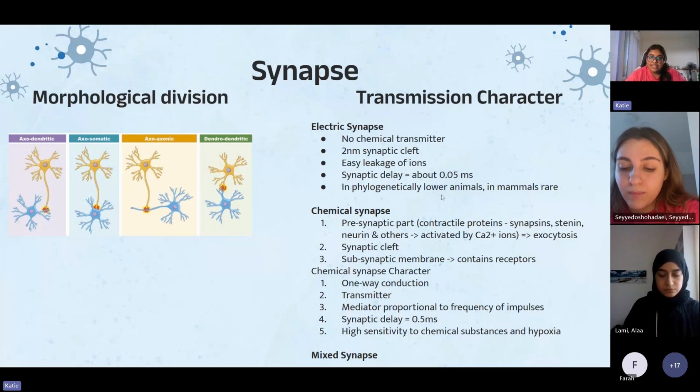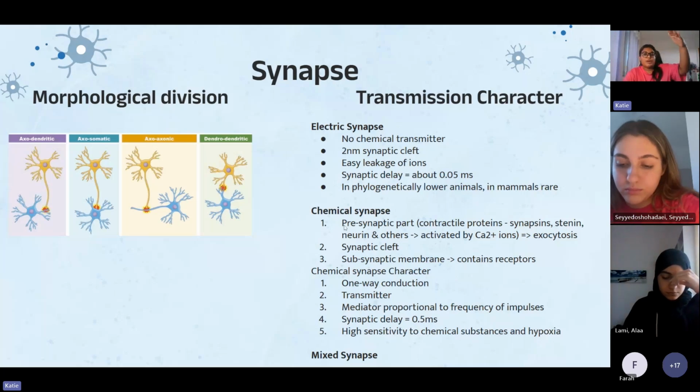Then talking about the chemical synapse. In chemical synapses, our synaptic cleft is way larger. We can't just pass ions to transmit a stimulus from the presynaptic neuron to the postsynaptic one, so we need the presence of a neurotransmitter. I already told you guys the first neuron's axon has a presynaptic part. There's some contractile protein that helps in the movement of a vesicle towards the end. I'm going to come to that. It's activated by calcium ions, and that's where the exocytosis of the vesicles takes place.